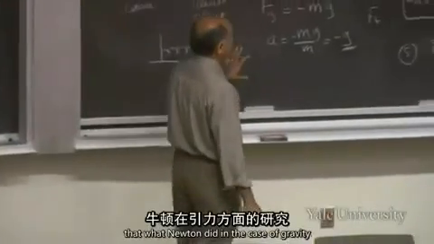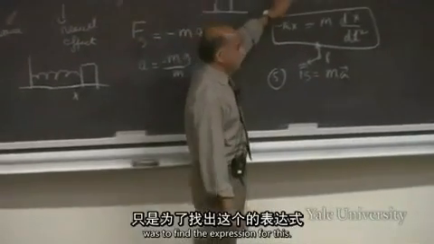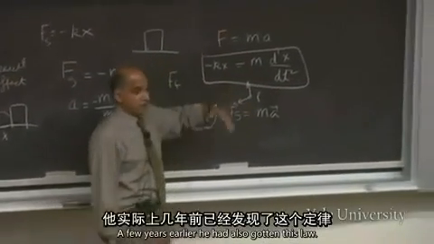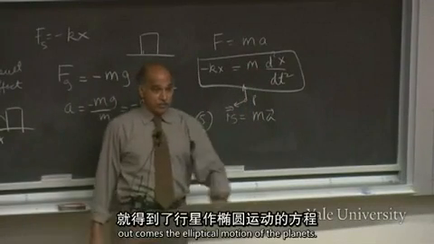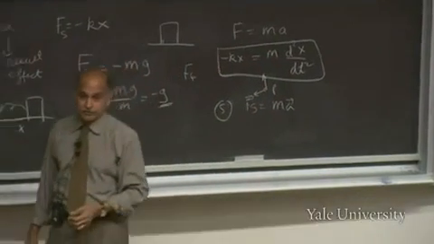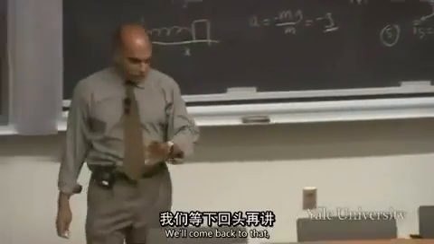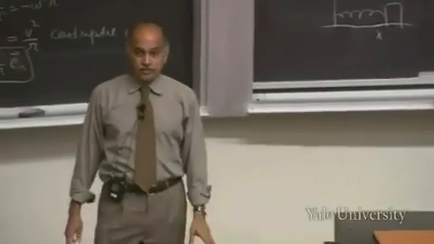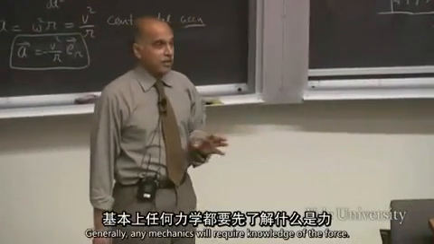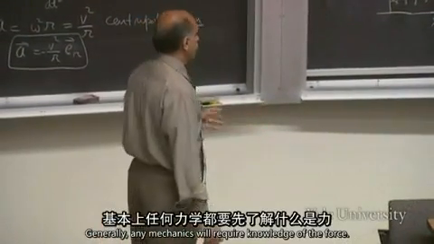that what Newton did in the case of gravity was to find the expression for this. And few months or few years earlier, he had also gotten this law. By putting the two together, out comes the elliptical motion of the planets. Okay, so we'll come back to that, but you have to understand the structure of Newtonian mechanics. Or generally, any mechanics will require knowledge of the force.